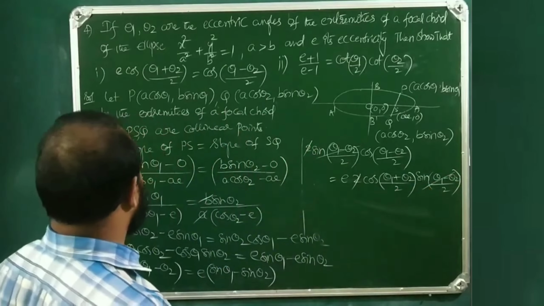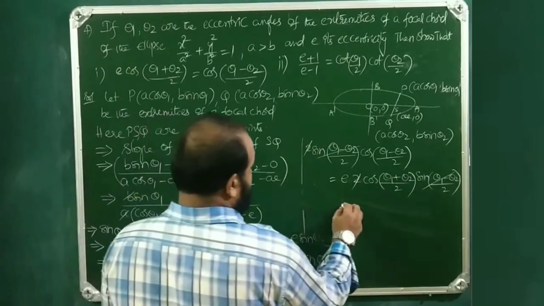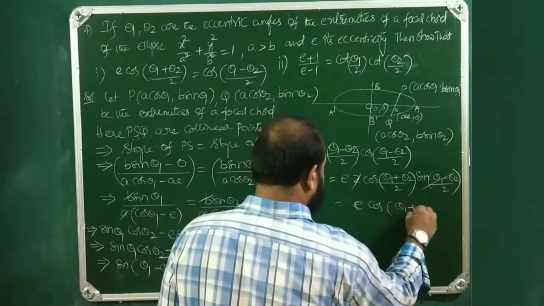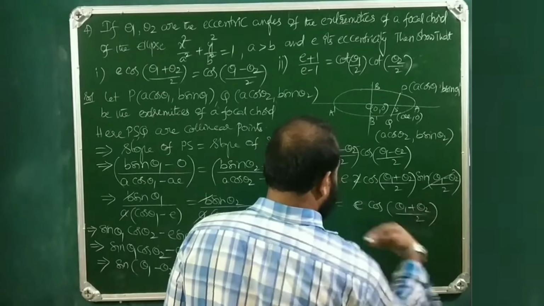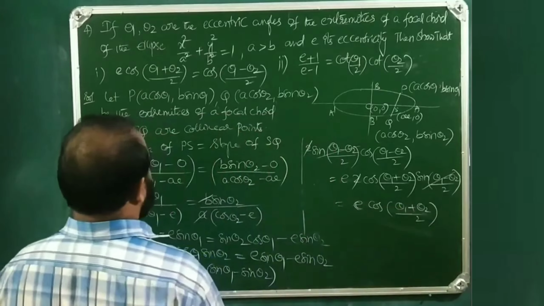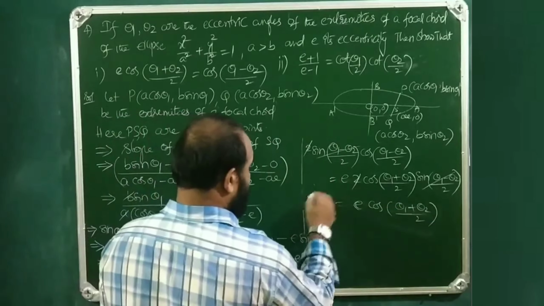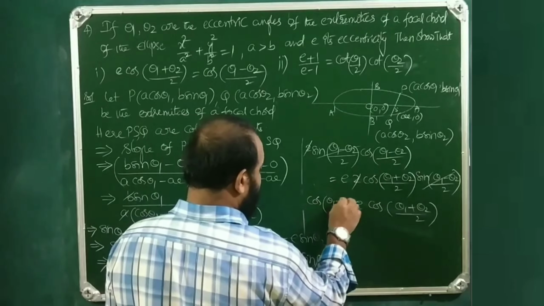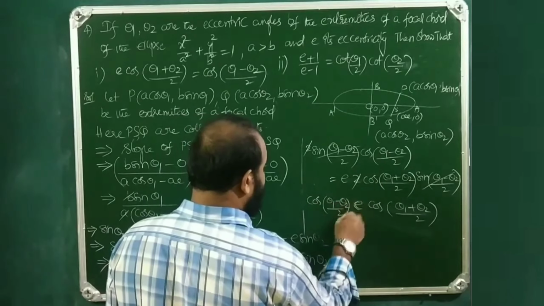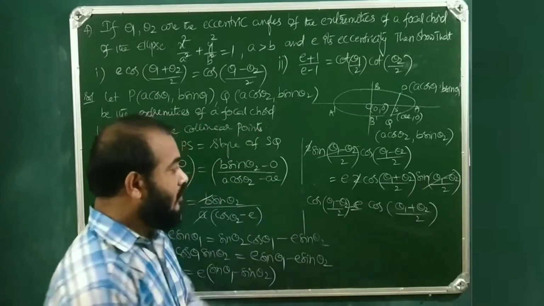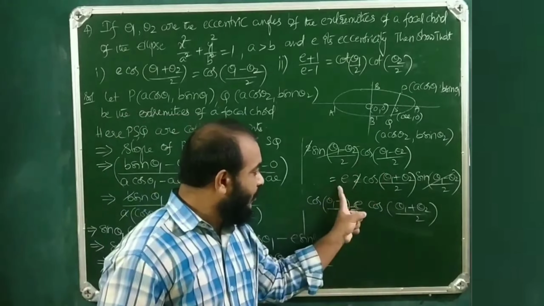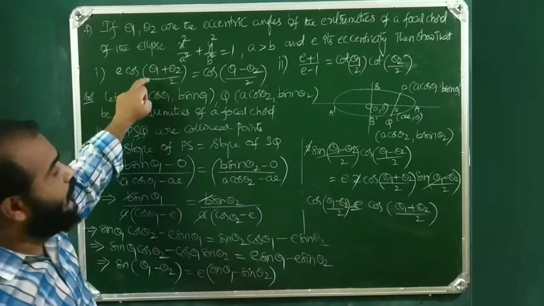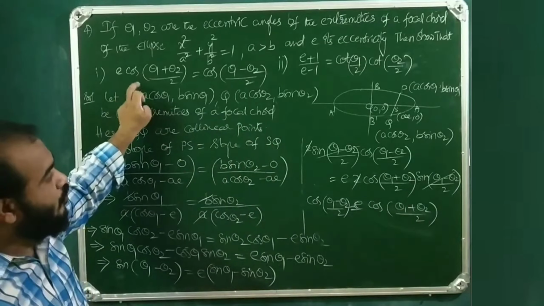So this is equal to E into cos (theta 1 plus theta 2)/2, which is equal to cos (theta 1 minus theta 2)/2. So this is equal to E into cos (theta 1 plus theta 2)/2, which is what we need to prove. The first one we have proved.